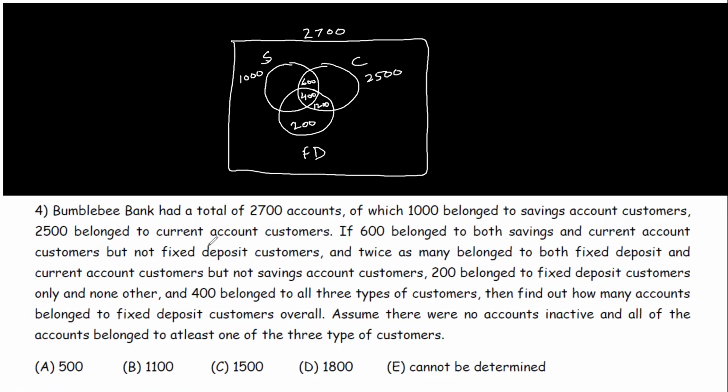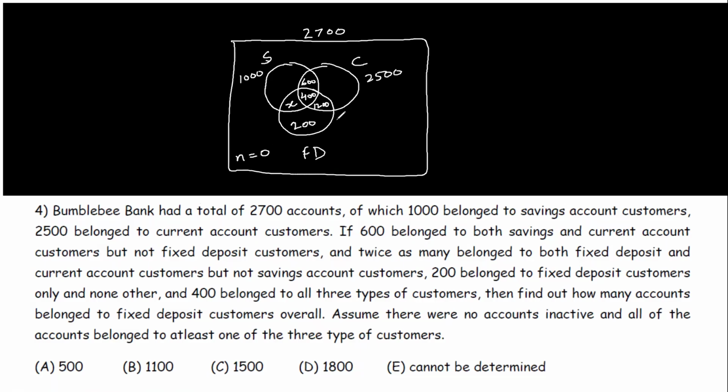Then find out how many accounts belong to fixed deposit customers overall. So they want the entire FD. All we need to find out is this X region. Understood? Assume there were no inactive accounts and all of the accounts belong to at least one of the three types of customers. So N is 0 again. Okay, so how do we solve this?